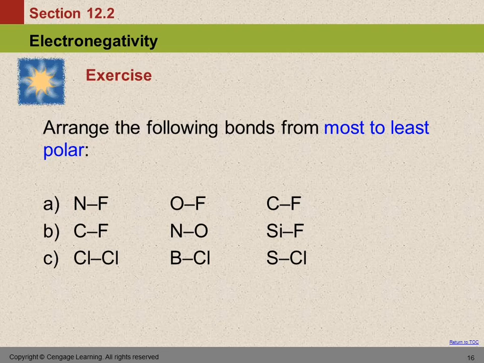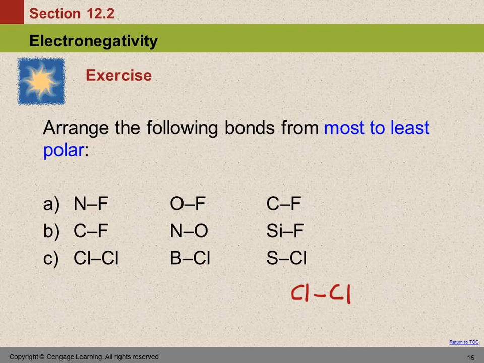And then there's another one. Chlorine-chlorine, boron-chlorine, and sulfur-chlorine. Well, one of these is completely nonpolar. Which one is that? The first one. So the chlorine-chlorine must be the least polar, so I'm going to just write that over here. Chlorine-chlorine, those are identical.